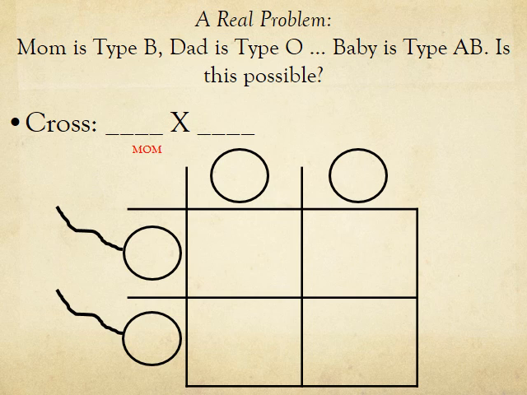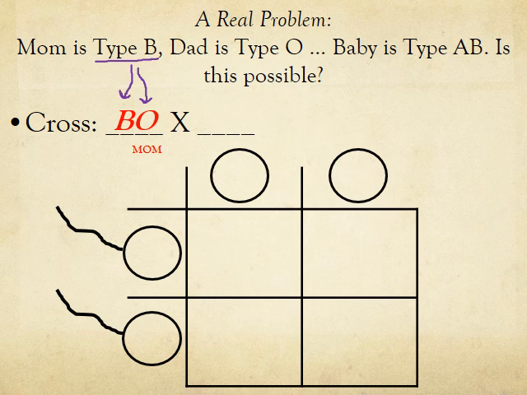So let's look at an example problem here. If mom is B type and dad is O type, we've got a baby that's AB. Is this possible? So let's say mom is B type. Now anytime you're doing a Punnett square and they just give you B type, always assume that it's the heterozygous condition. So basically consider it BO.